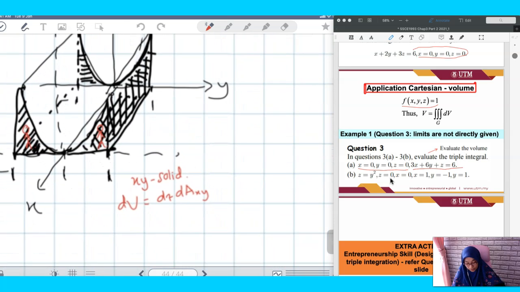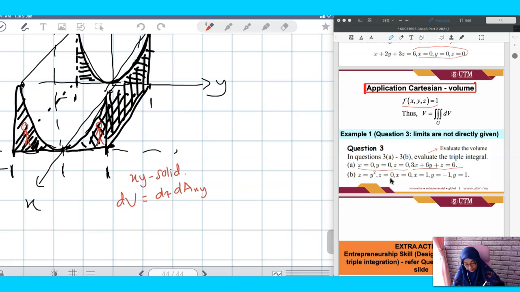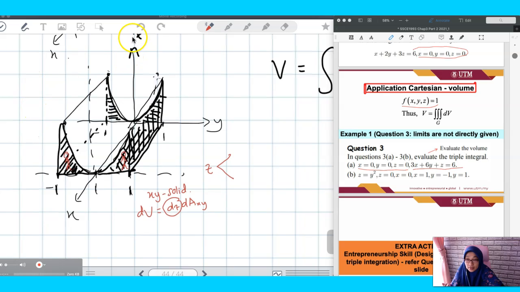Your dA can be dy dx or dx dy. Now look at your limit of z, which you can see from the solid that you sketched. Imagine a small person, yourself, standing inside that solid. Who is your floor? Because you are standing parallel to z, your lower bound is z equal to 0, isn't it?